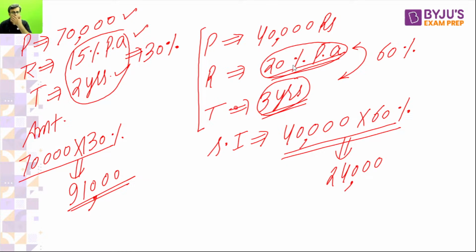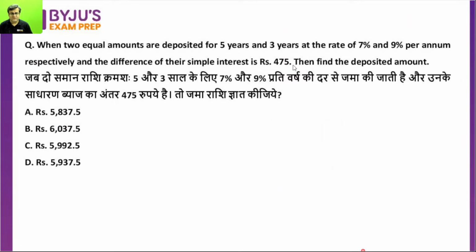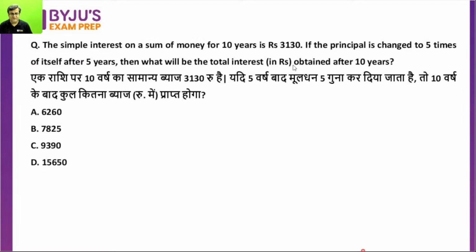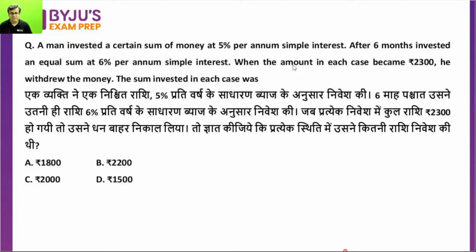Okay, beta? So two things. If interest we are supposed to calculate, directly 30%. If amount is calculated, then 130%. That's it. So come to the questions now. Many questions we discussed in the first session, already covered a few days back. Now we can discuss the questions further.